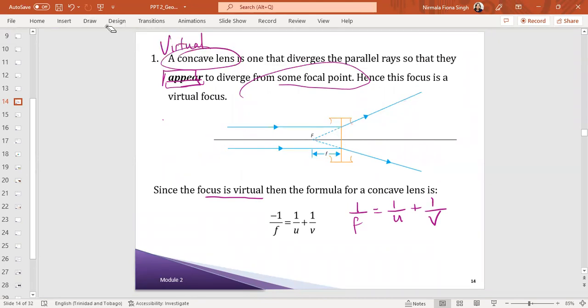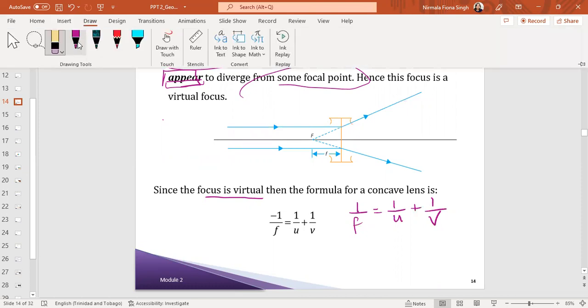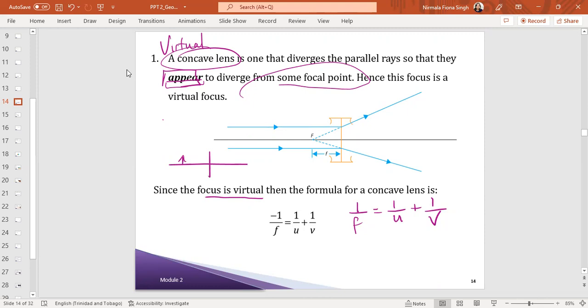remember we have our object distance and our image distance. If this is our lens and this is our object and this is where our image forms, this is looking at concave behaviors. All right, your object distance is the distance between your object and the lens, and your image distance is the distance between your lens and your image. All right, so here we're going to put this as minus 1 over F. The negative here indicates that we have a virtual image.